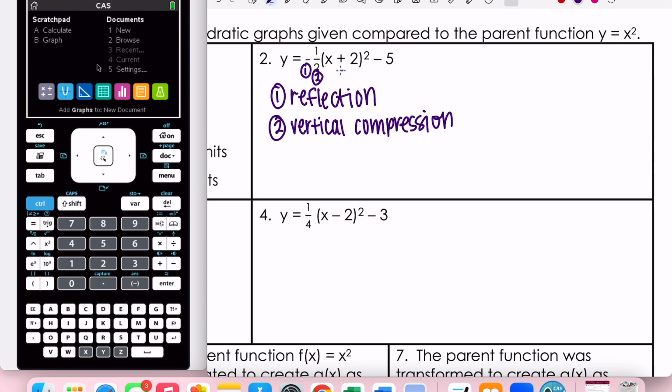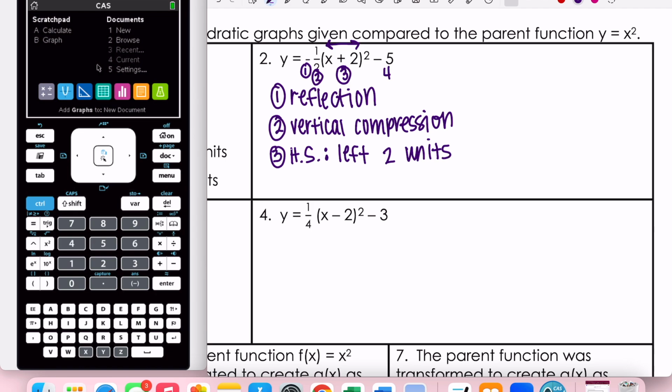Next up, we want to look inside of the parentheses. And again, remember this is a horizontal shift. So number 3 is a horizontal shift. I'm going to put HS for horizontal shift. Here I see that I'm moving by 2 units. I have a +2. My brain wants me to say I should be going right 2, but I have to think the opposite. So I would be going left by 2 units. So I'm going to say left 2 units.